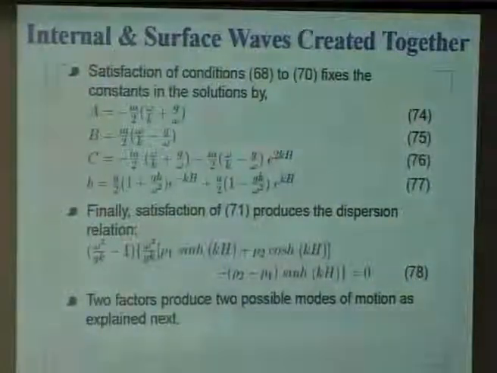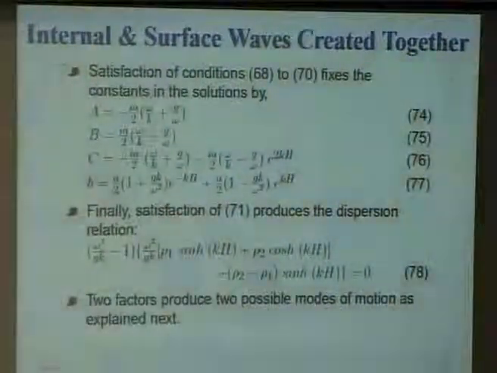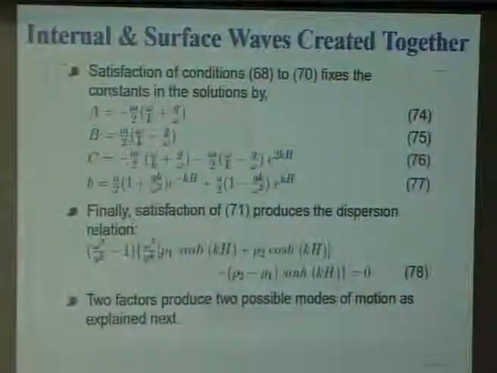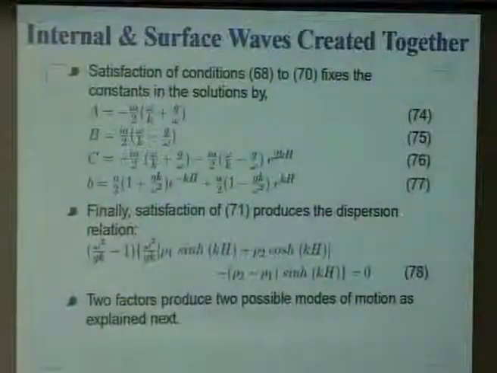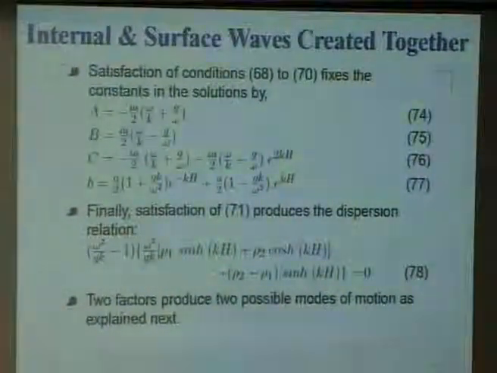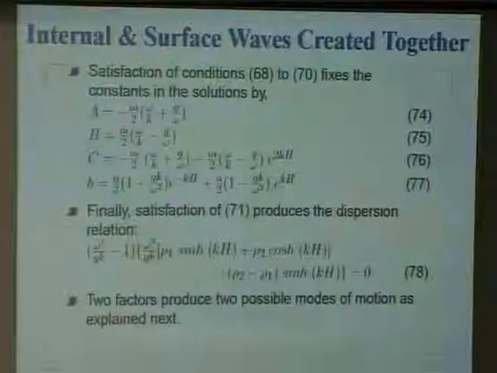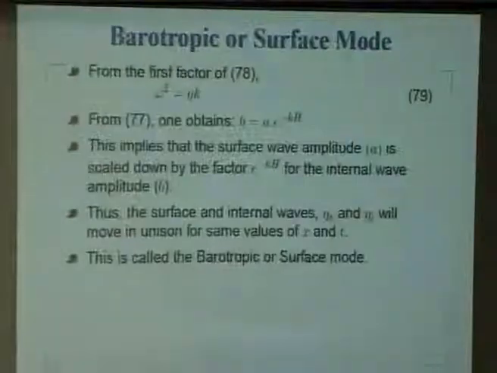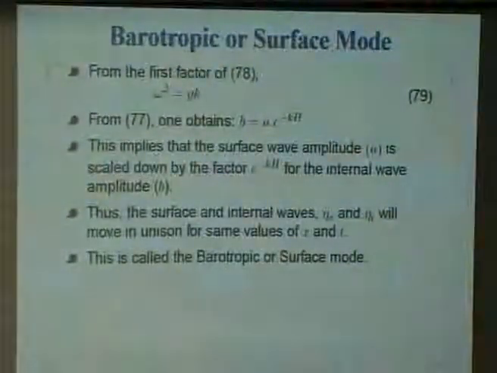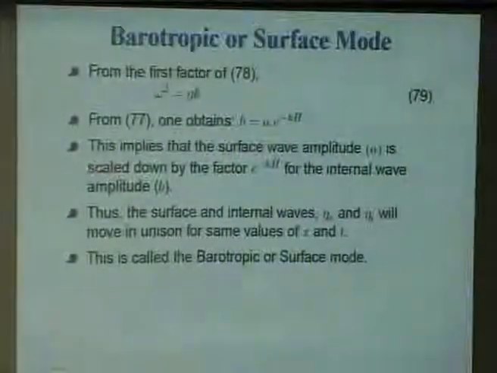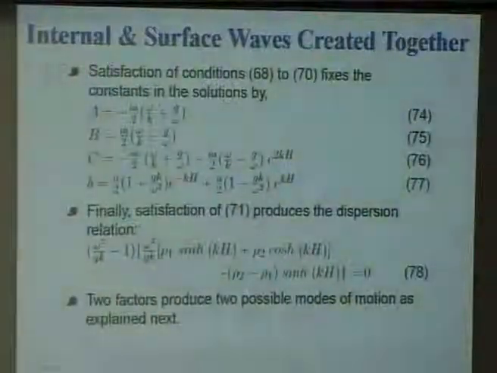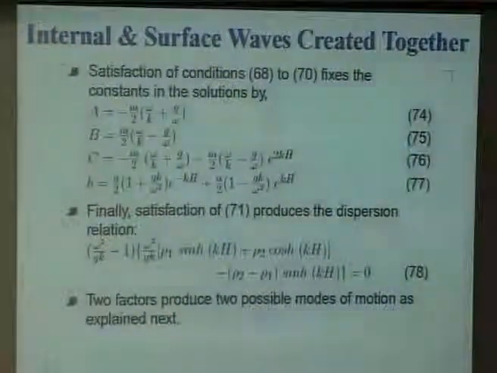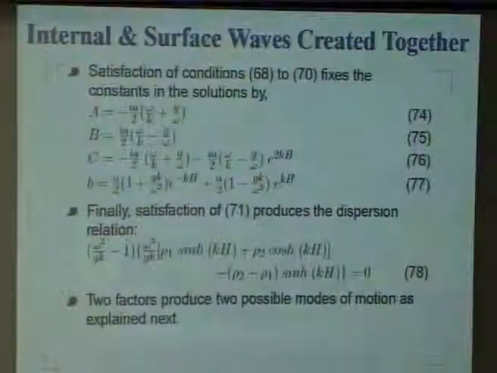Now, the dispersion relation is noted to have 2 factors. One is this, which is familiar to us from the surface gravity wave, omega equal to square root of g k. Whereas this one is new, because we have an internal wave that has come about, and that gives you the second factor. So, from the first factor, we have omega square equal to g k, and then we have the relationship between B and A. If I put omega square equal to g k, the second part drops out, and this becomes B equal to A into e to the power minus k h.